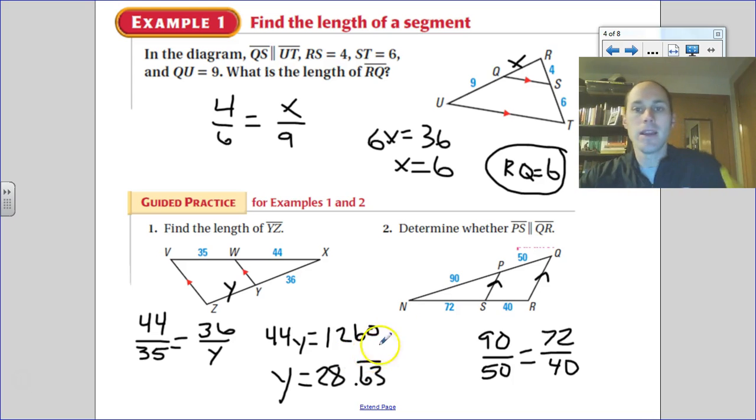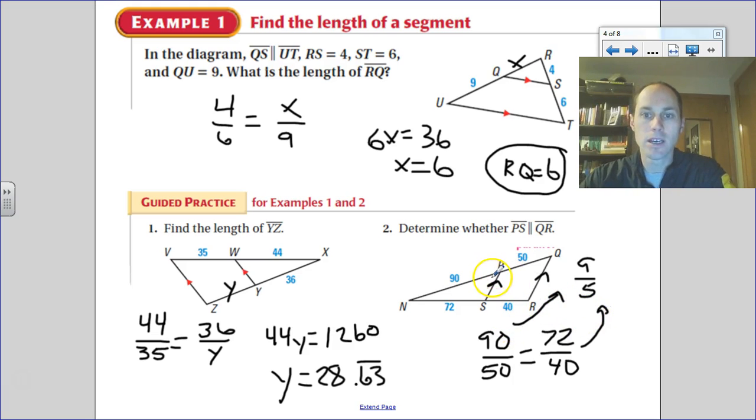Okay. Now, determine whether PS is parallel to QR. In order to determine that, the sides would need to be split proportionally. So I match up 90 to 50, 72 to 40. I can divide 90 and 50 by 10 to get 9/5. 72 and 40 can both be divided by 8 to also get 9/5. So since they have the same ratio, we can say that the lines are parallel.